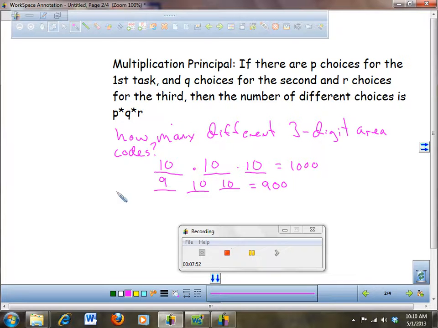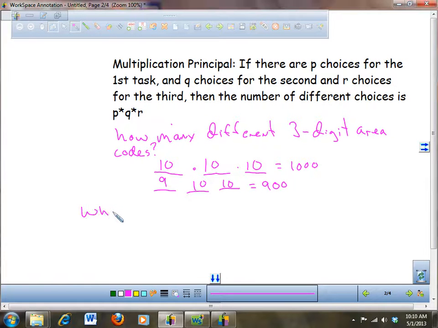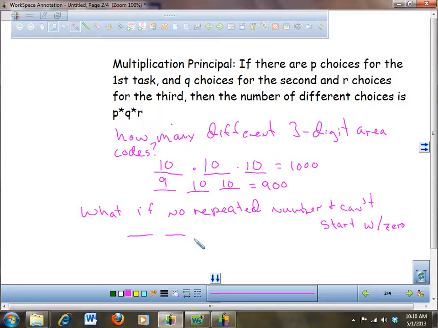What if repetition is not allowed? So same question, but let's say, what if no repetition, no repeated numbers, okay? And you can't start with 0. Are we doing reality based? No, theoretically. Okay?